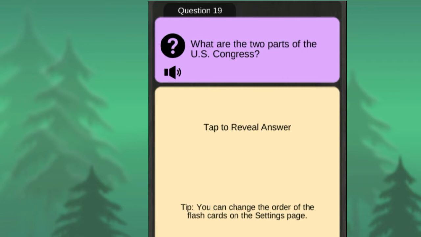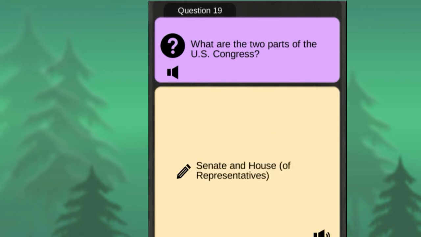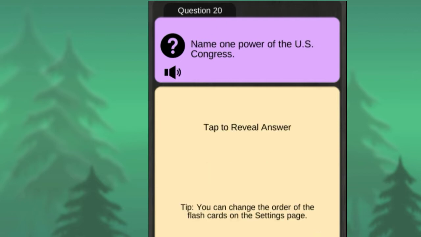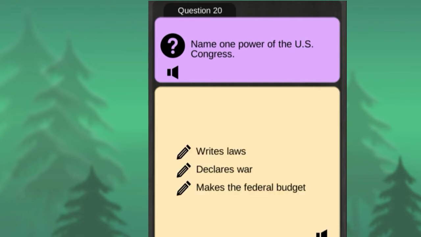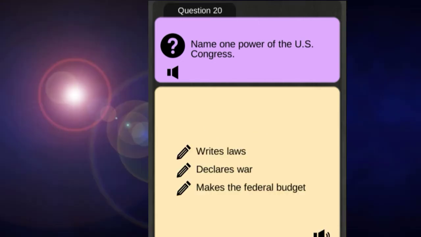What are the 2 parts of the U.S. Congress? Senate and House of Representatives. Name one power of the U.S. Congress. Writes laws. Declares war. Makes the federal budget.